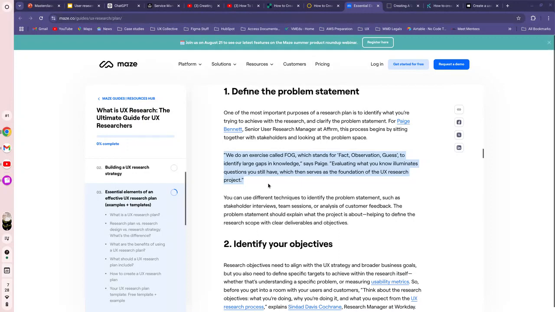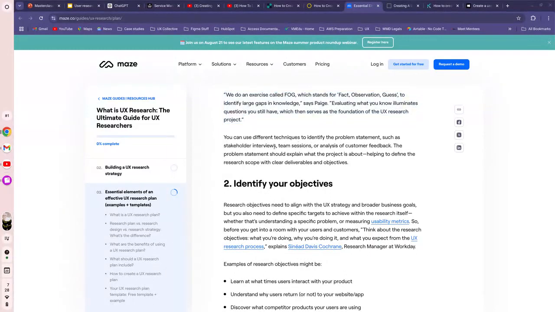Now, here, they suggested a few things I really want to also look at. They said you can use different techniques to identify problem statements, like you can run things like stakeholder interviews. Now, you are seeing why I'm saying it's important that the ability or the core skill to drive workshops physically and remotely is super important.